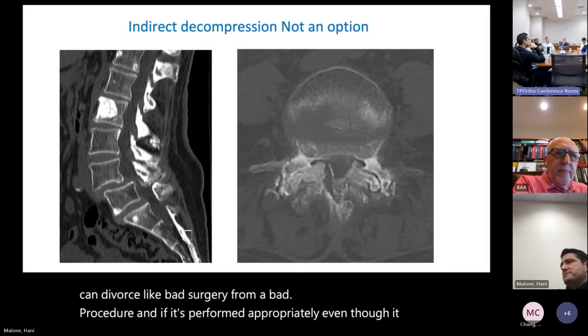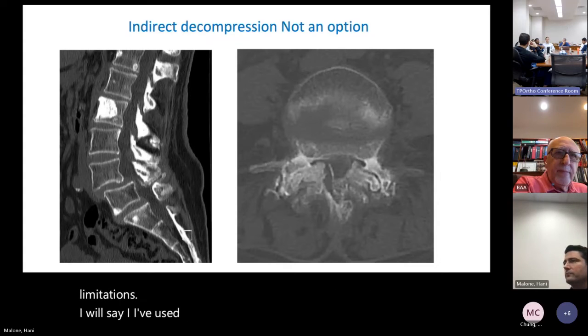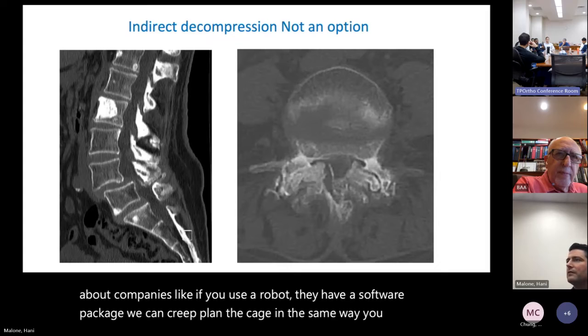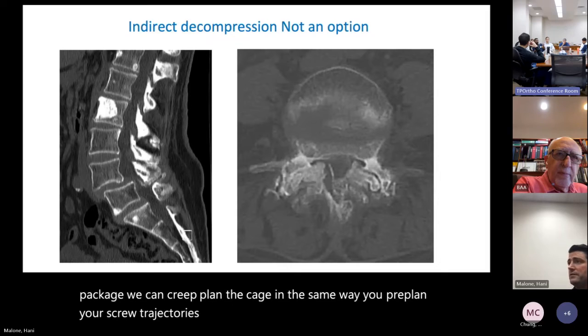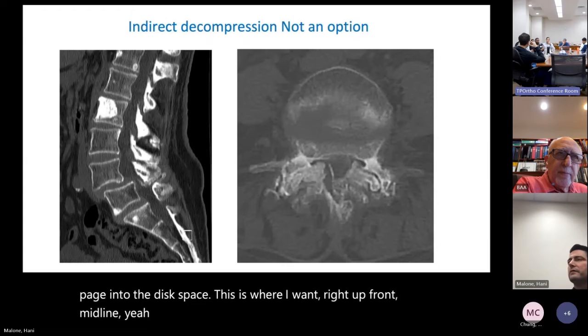Right. I will say I've used one of the companies, I think we're talking about the same company, especially if you use a robot, they have a software package where you can pre-plan the cage the same way you pre-plan your screw trajectories. Oh, cool. You can drag a cage into the disc space, saying this is where I want it to be, right up front, midline. You can choose the dimensions of the cage.